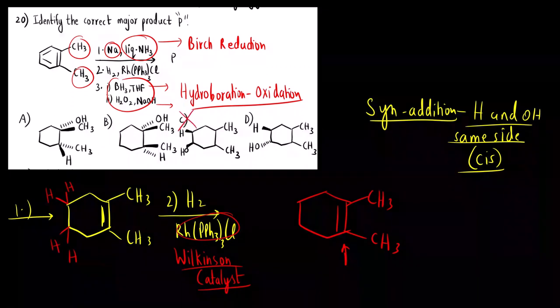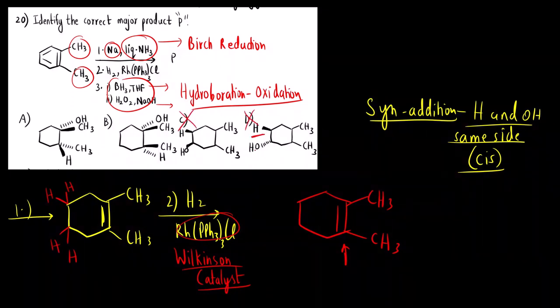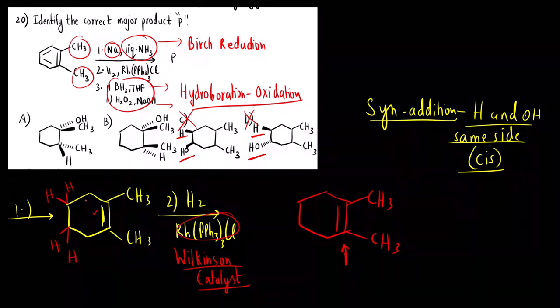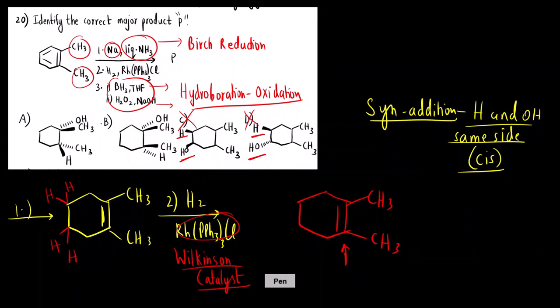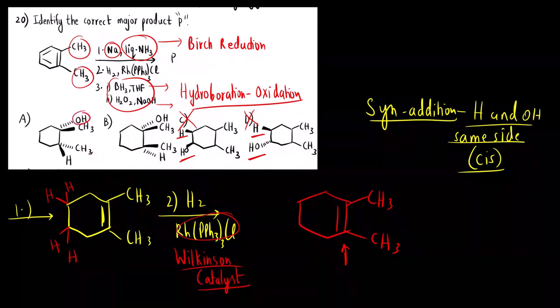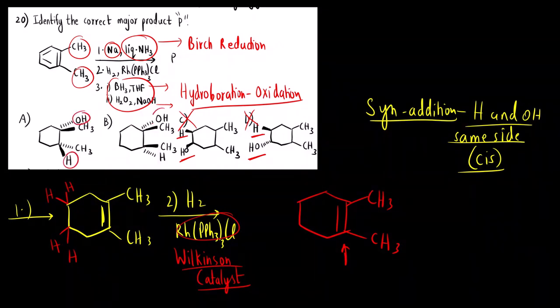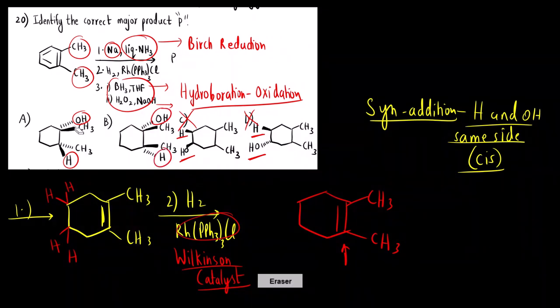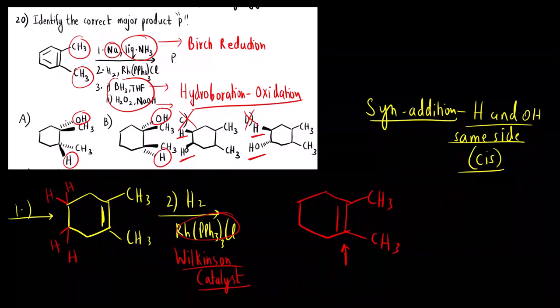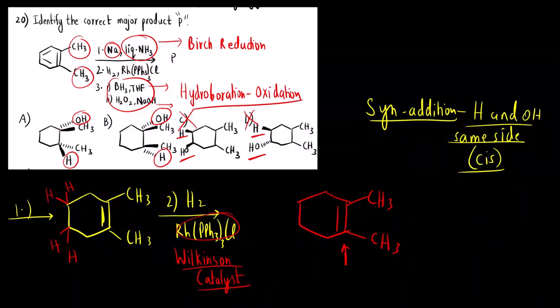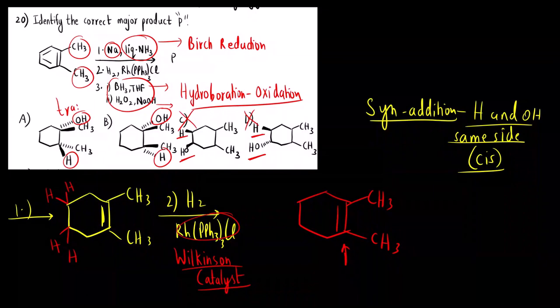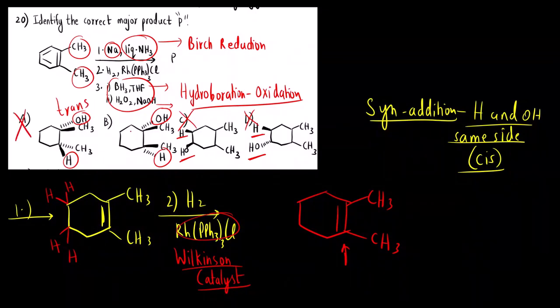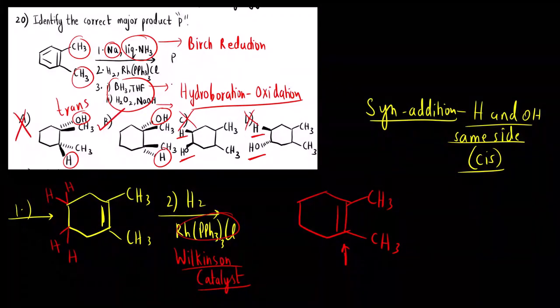You can eliminate option C and D because here water is added at this. What they have done in option C and D is they have reduced this bond. This is not going to be correct. Here if you see, OH and H, they are cis. In the first case, this is below the plane, this is above the plane. So here it is trans. So this is not going to be the correct answer. Correct answer will be option B.